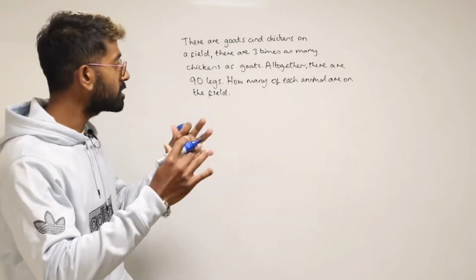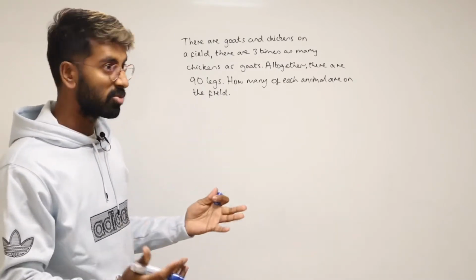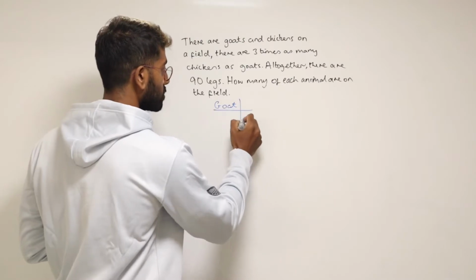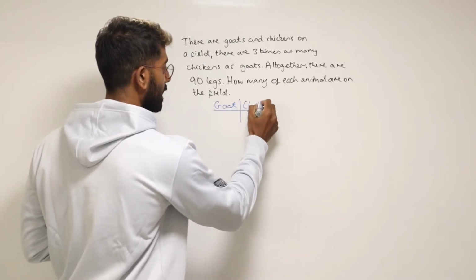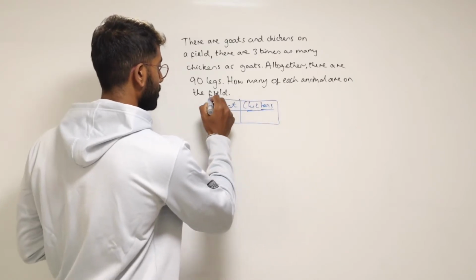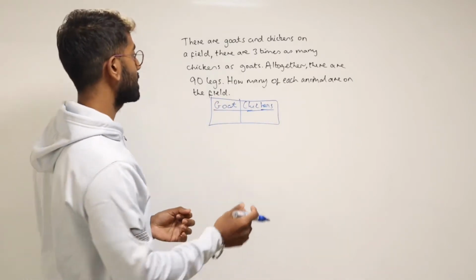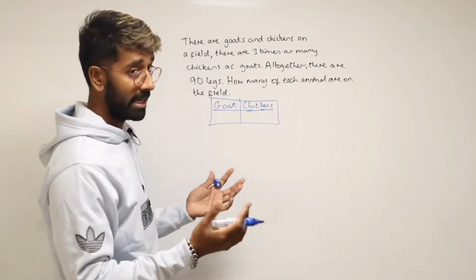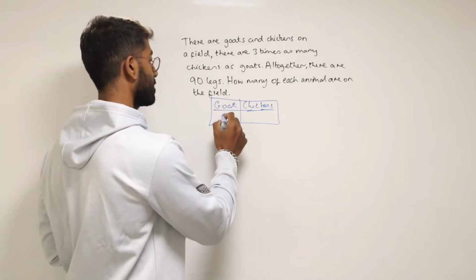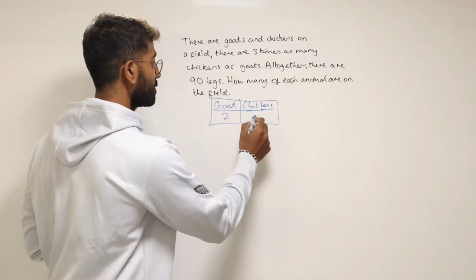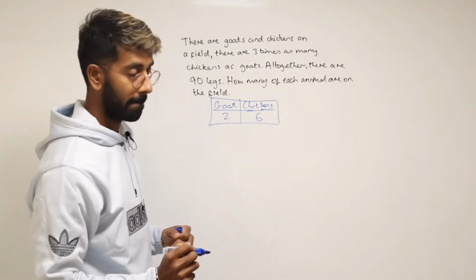So what we could do first of all is just use some trial and error, but we can lay it out in quite a good way. We've got goats and we've got chickens. What we know is that there are 3 times as many chickens, so we could just pick a number for goats to begin with. Let's just say there are 2 goats. If there are 3 times as many chickens, there must be 6 chickens.